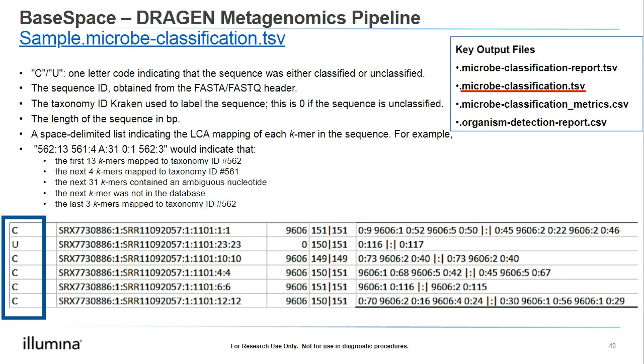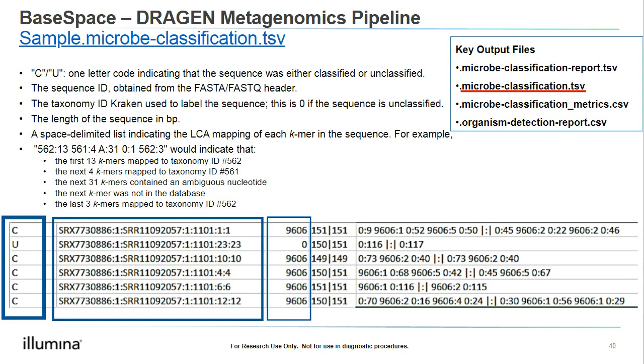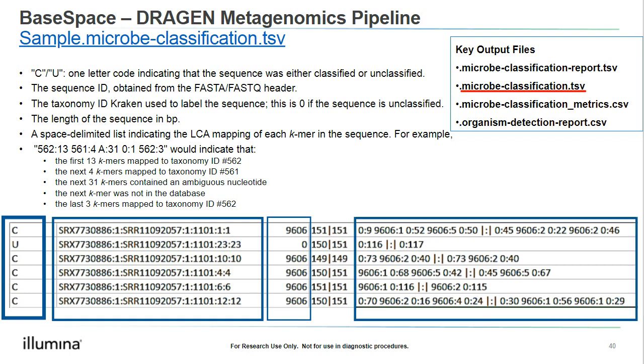The next will be the sequence ID, then the taxonomic ID that Kraken2 used to label the sequence. If there is 0, that means the sequence is unclassified. Next will be the length of the sequence in base pairs, and the last column will be the space delimited list indicating the lowest common ancestor mapping of each k-mer in the sequence.